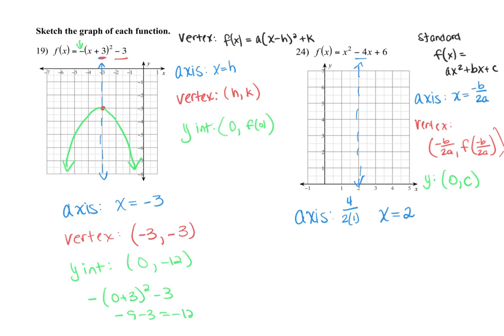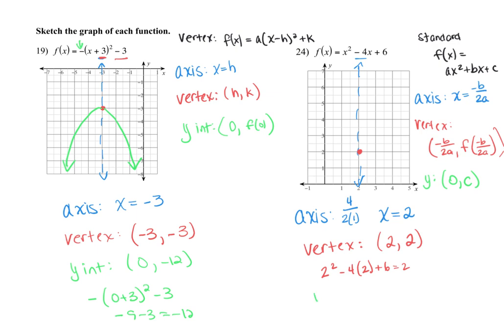Then I'm going to do my vertex. My vertex, again, I have to do some calculation for this. I know that the x value of my vertex is going to match that axis that I just did, but then I need to plug it into the function: 2 squared, minus 4 times 2, plus 6. So I have 4 minus 8 plus 6, so I'm going to get 2 there. So that is the y value of my vertex, which is 2. So I'm going to go to the point (2, 2) and plot that point.